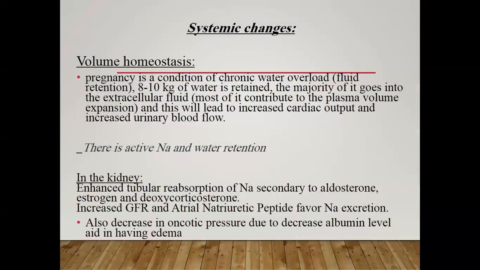We will talk about the physiological changes in the body of the pregnant woman. Volume homeostasis. Pregnancy is a condition of chronic water overload, that is to say, fluid retention. About 8 to 10 kilos of water is retained during the whole process of pregnancy. The majority of it goes into the extracellular fluid. Most of it contributes to plasma volume expansion, and it will lead to an increase in cardiac output and increased urinary blood flow. There is active sodium and water retention in pregnancy.